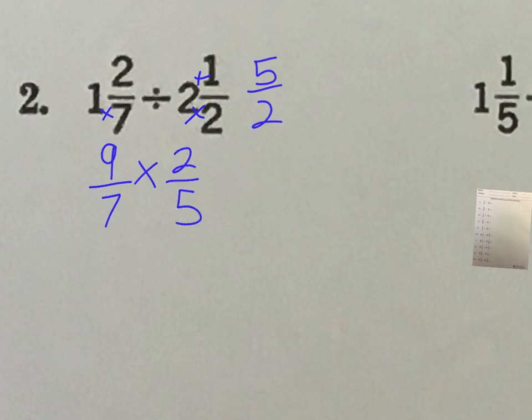There's no cross product here. 9 and 5 don't have anything in common. 7 and 2 don't have anything in common. So we just have to multiply across. So we're going to get 18/35.